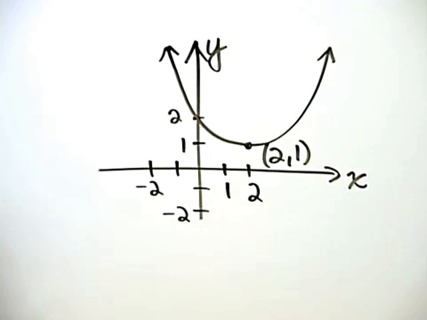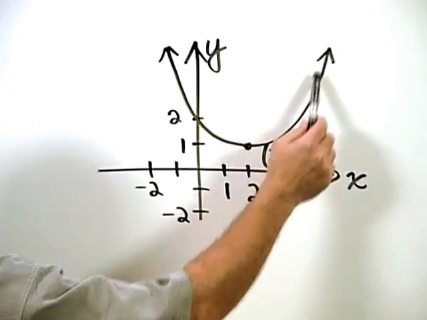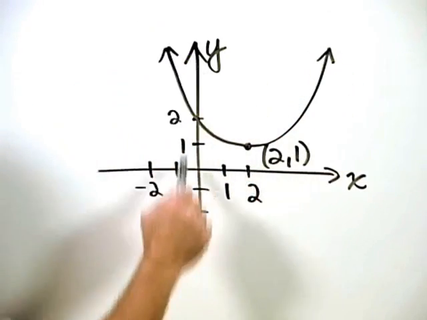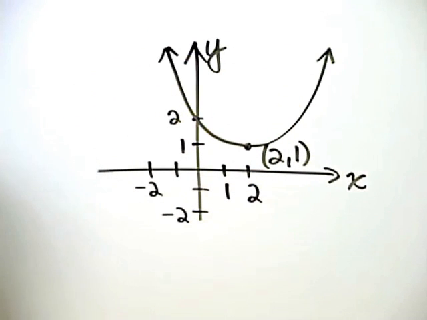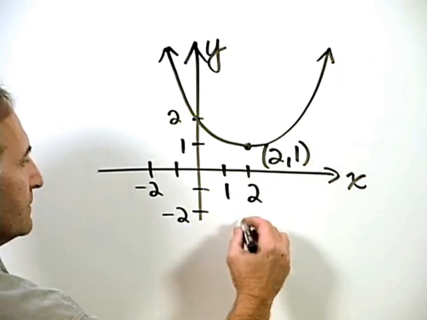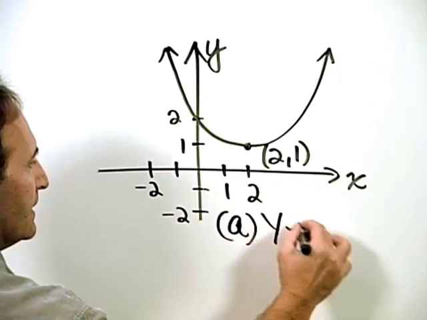For this graph, A, determine whether the graph represents a function, and B, if so, determine the domain and the range of the function. So what you'll notice is, here's the graph of the function. If we were to draw vertical lines, you would see that it passes the vertical line test, which is to say, no vertical line intersects the graph at more than one place. And so therefore, yes, this is a function.